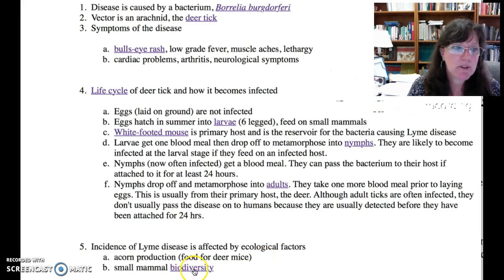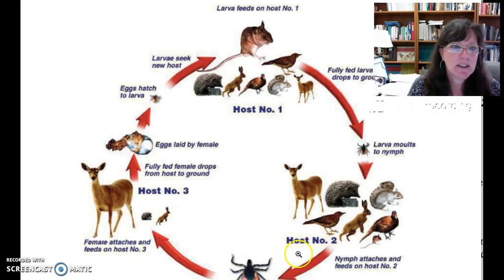The small mammal biodiversity situation is a little bit more complex but really interesting. And the idea is this: when the larvae hatch, they're looking for something to feed off of. They're not looking for white-footed mice. They're just looking for anything they can grab a blood meal from. And if biodiversity is high, if there are lots of other little mammals around and lots of birds around, then the likelihood is they're going to choose something to feed off of that doesn't have the Borrelia bacterium in its bloodstream. It's only the white-footed mouse that really is a great host and has lots and lots of the bacteria in its bloodstream.